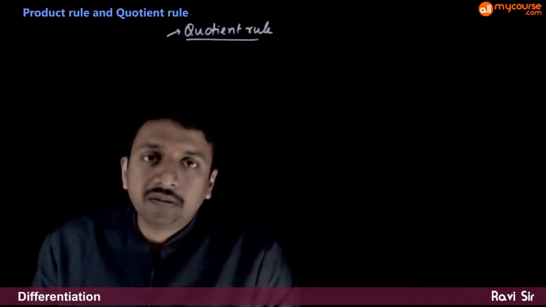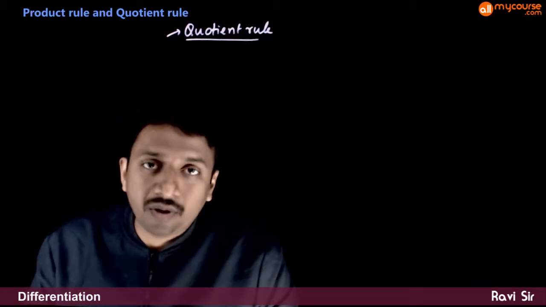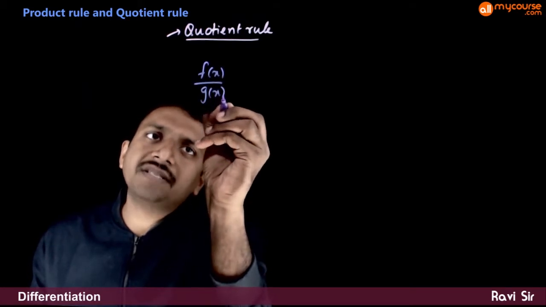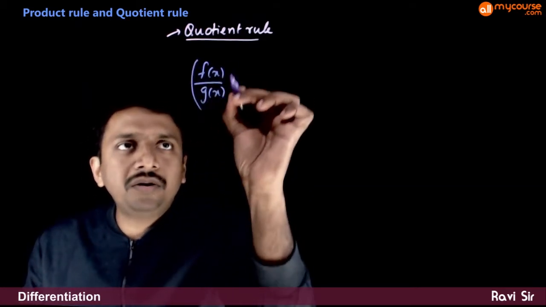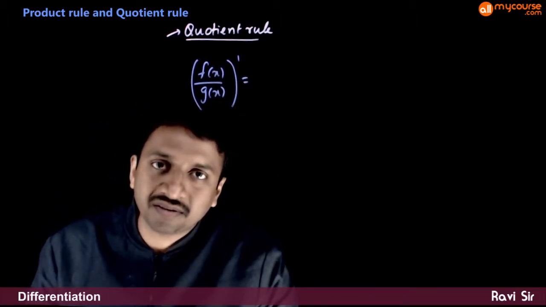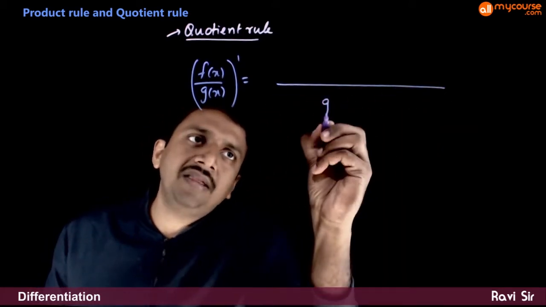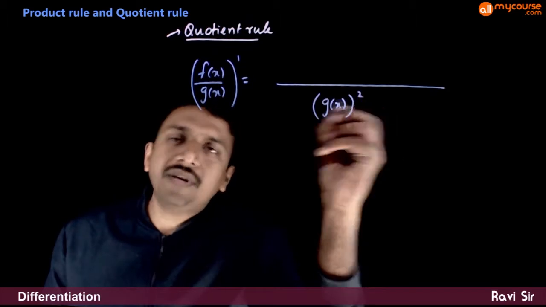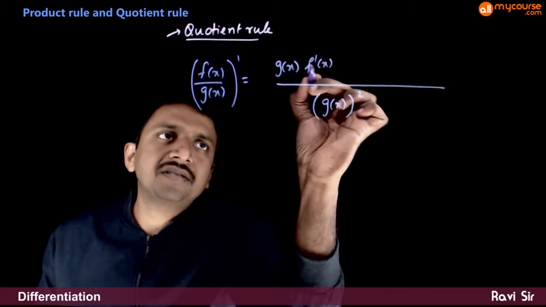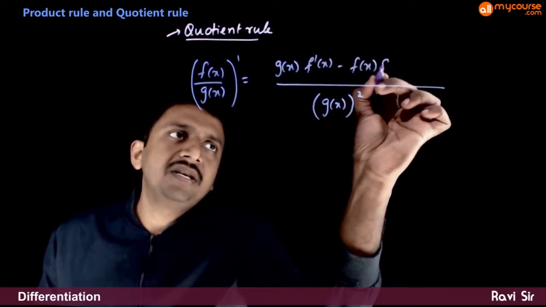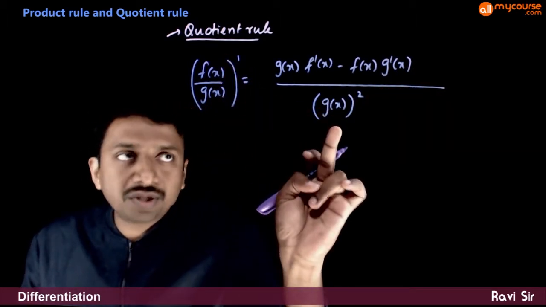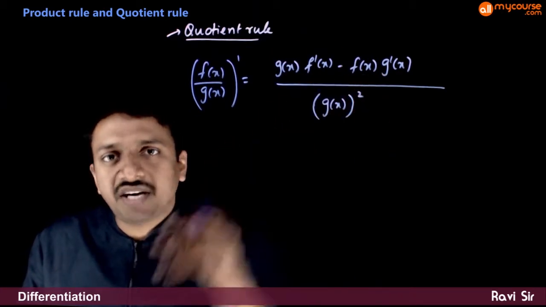product functions. So next, you have something called the quotient rule also. That is, if you have a ratio of two functions, f of x by g of x, and you want to differentiate this, the formula is something like this. In the denominator you have g of x whole square. In the numerator you have g of x times f dash of x minus f of x times g dash of x.